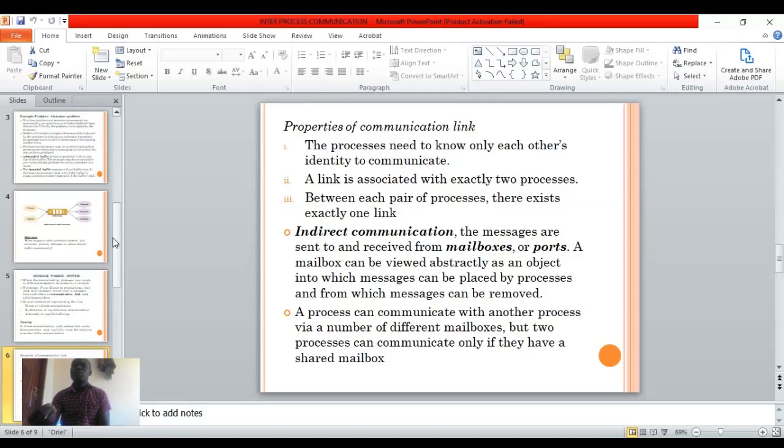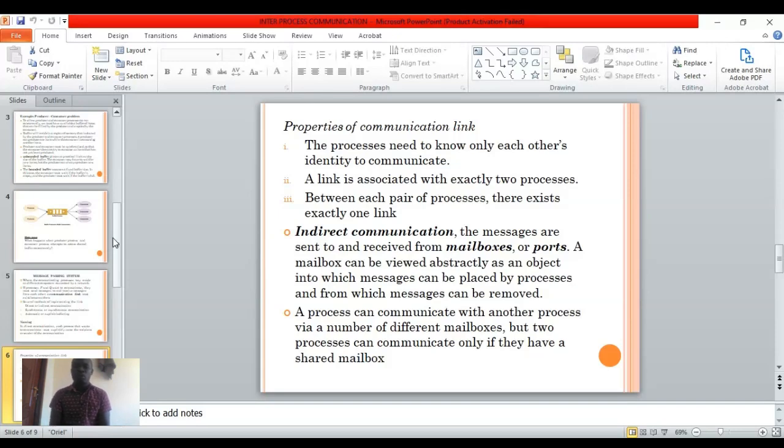The last property in this case is that the communicating processes must establish only one link. There is no more than one link. There is only one link that must be established.